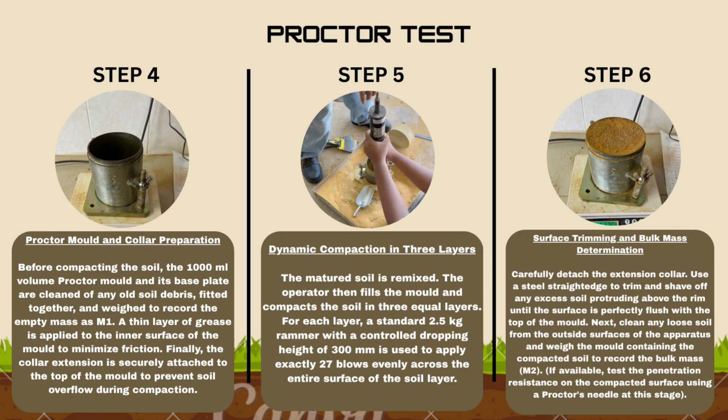Carefully detach the extension collar using a steel straight edge to trim and shave off any excess soil protruding above the rim until the surface is perfectly flush with the top of the mold. Next, clean any loose soil from the outside surface of the apparatus and weigh the mold containing the compacted soil to record the bulk mass M2. If available, test the penetration resistance on the compacted surface using a proctor needle at this stage.